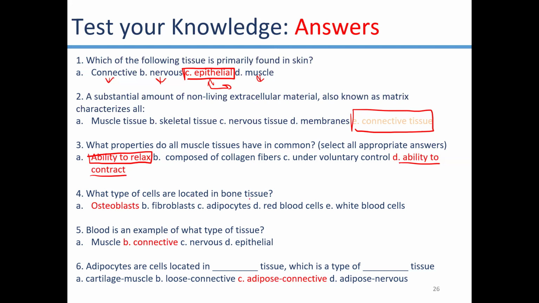What type of cells are located in bone tissue? In this case, it's going to be osteoblasts. Remember, you could have found this in the table for our connective tissues. Blood is an example of what type of tissue? It is a connective tissue. Remember, in order to be considered connective tissue, it needs to be able to connect tissues and support them. And then the erythrocytes are cells located in the blood, and adipocytes are cells located in the adipose tissue, which is a type of connective tissue.